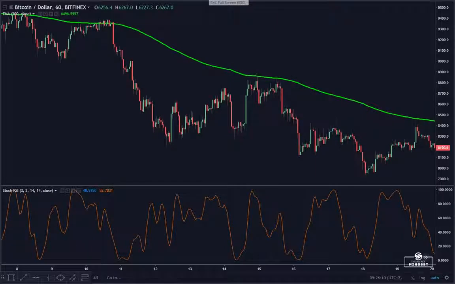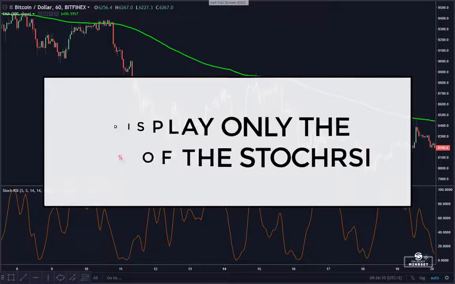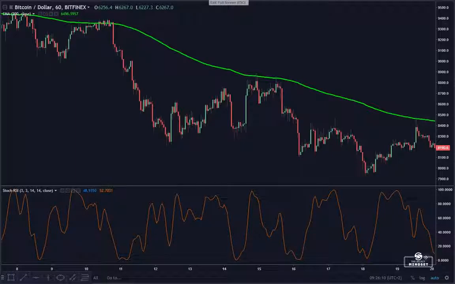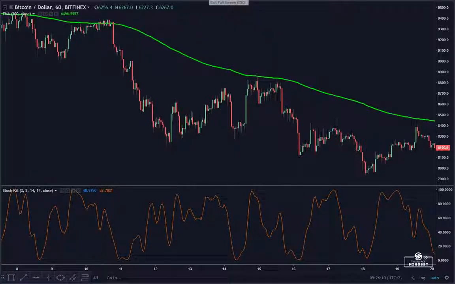But here's the trick. If we want to search for divergences, we only need to display the D% on the chart. The reason I only display the D% is simple. I like clean and clear charts, and the stochastic RSI could be quite confusing. Here's another Bitcoin chart with the 200 exponential moving average and the D% of the stochastic RSI added. What we need to do is to search for divergences between the stochastic RSI and the price, but only in the direction of the main trend indicated by the exponential moving average.